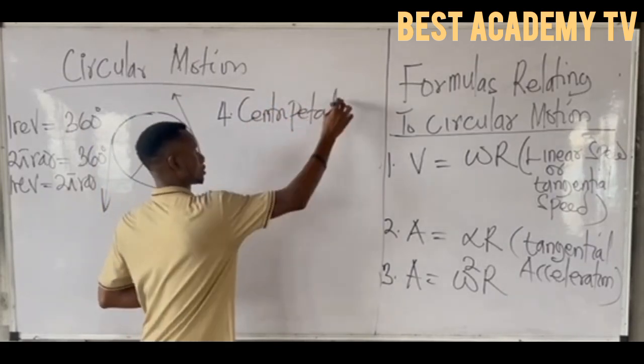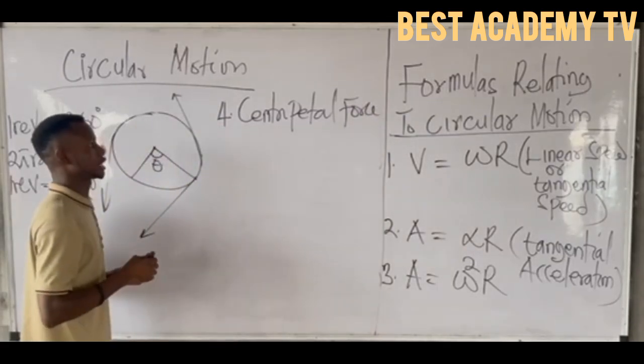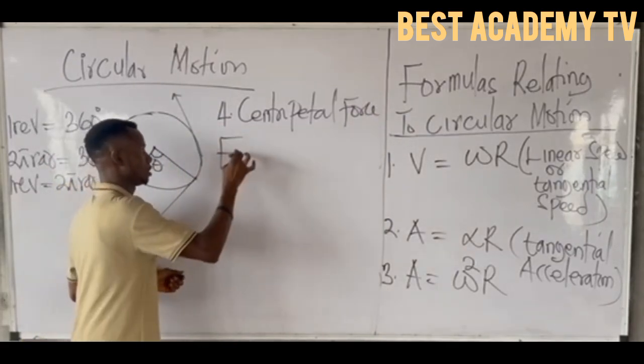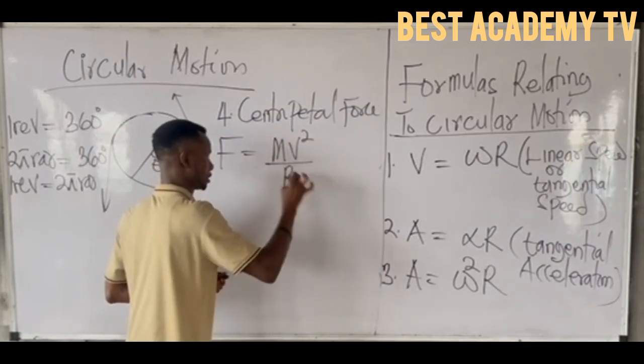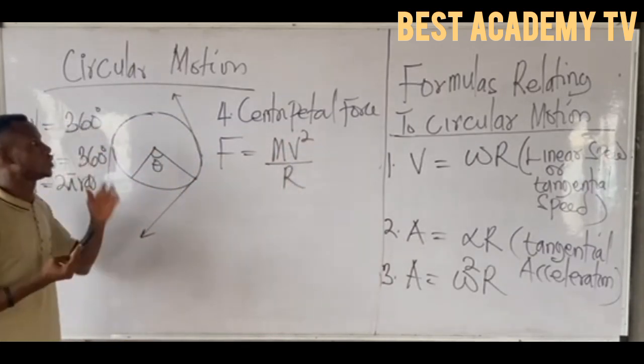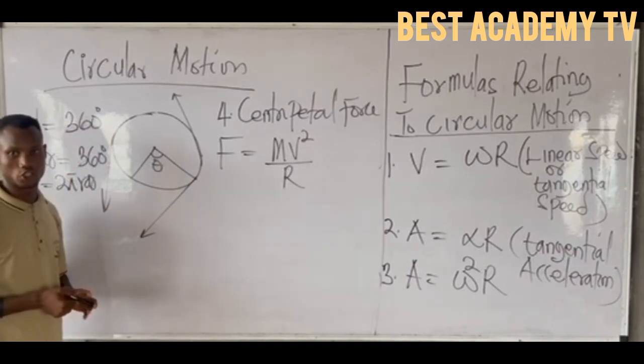Centripetal force. Please take note. Now, the formula for centripetal force is said to be F is equal to mv squared over what? R. Please take note. Alright? Now, if you can know centripetal force, you can easily know centripetal acceleration.